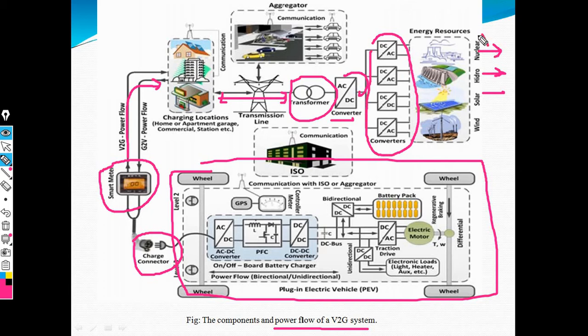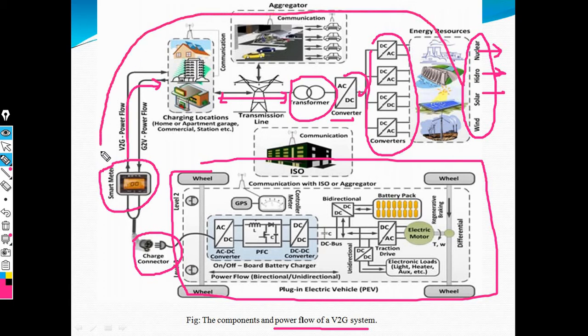Now, this whole system can supply power to the grid system with the help of the smart meter, and this smart meter is connected to the hybrid electric vehicles or plug-in electric vehicles, and both are connected with the help of the smart meter and charging connector. Now, this is the exact concept of the vehicle to grid system, and these are also called the components of the vehicle to grid system. Okay.